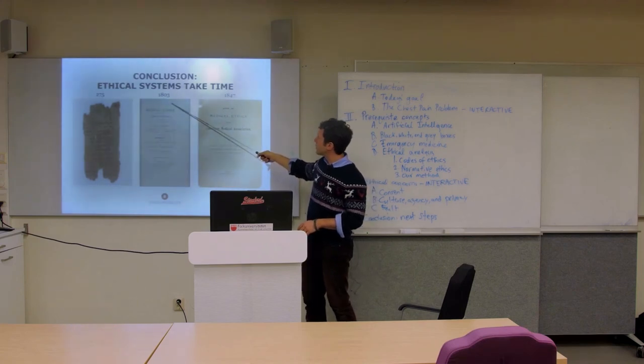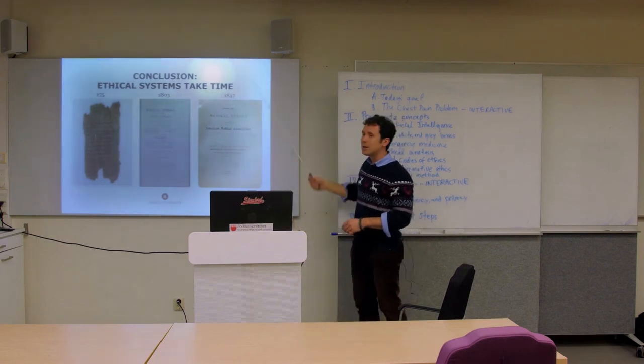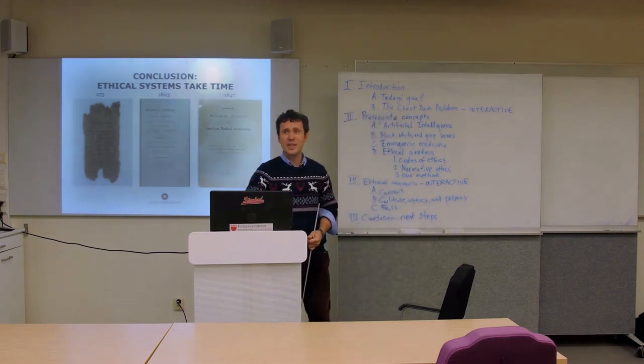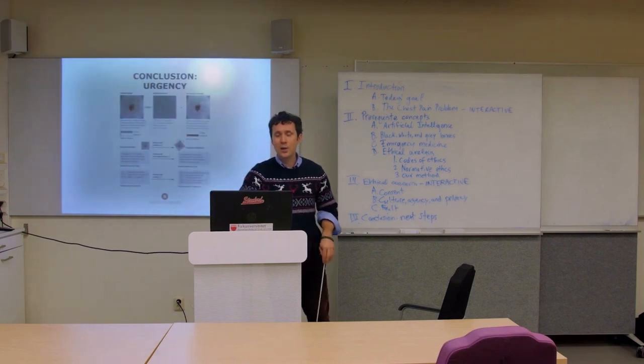The first British English ethical medical code was 1803. The first American one was 1847. So it literally took 1,500 years to develop a medical ethical code in the West. This is an urgent problem.